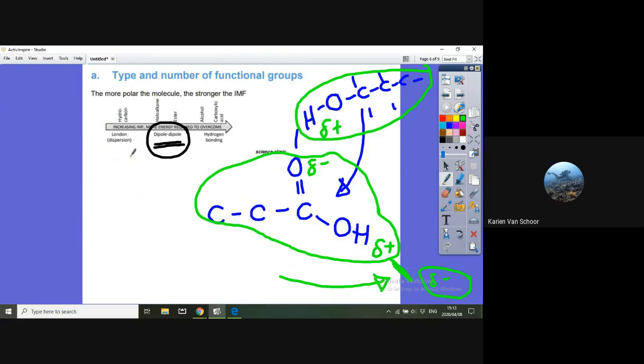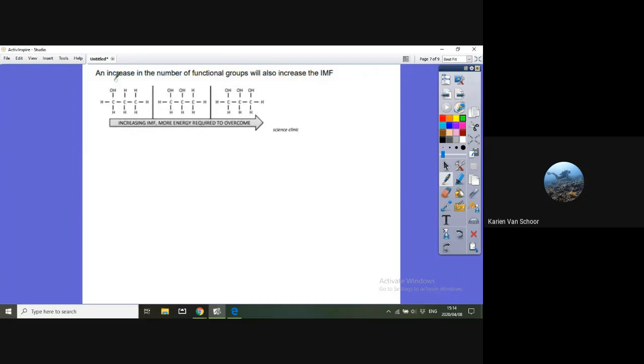So this is a nice diagram to show you the difference in the strength of the intermolecular forces, going all the way from symmetrical molecules to carboxylic acids. Then the next thing we look at is the amount. If I give you two molecules to compare and they are both alcohols or both the same thing, then you're going to look at the number of functional groups.